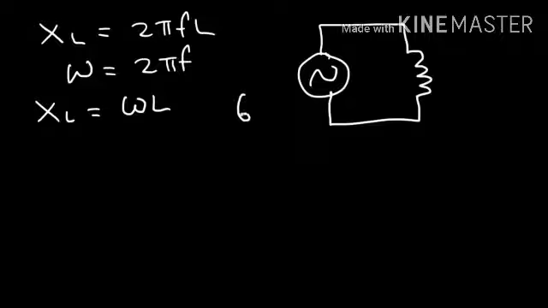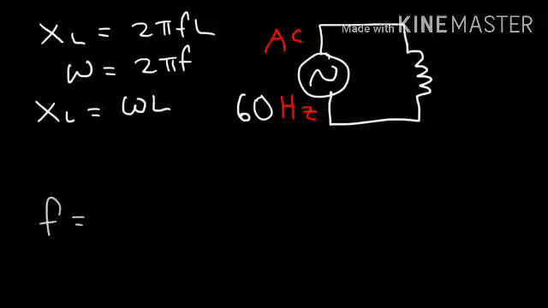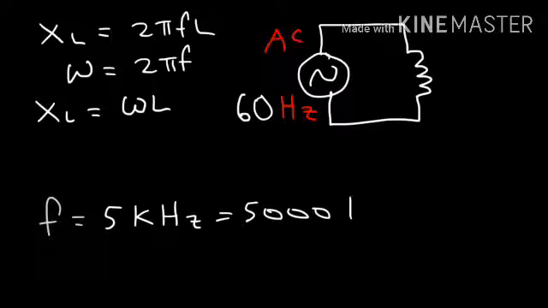Now let's talk about frequency. Let's say the frequency of the AC signal is 60 Hz. What does that mean? This means that the alternating current changes direction 60 times in 1 second. Frequency is the number of cycles per second. So the current changes direction 60 times per second. Let's say the frequency was 5 kilohertz. This is equal to 5,000 hertz. That means that the AC signal changes direction 5,000 times in a single second. So whenever you see the word frequency in terms of an AC signal, that's what it means.